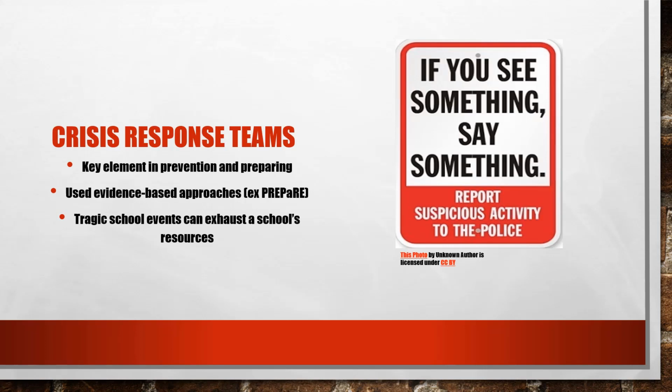Okay, so looking at crisis response teams. Just about every campus has this. So you're trying to prevent a crisis, and you hear about a student who's made a threat. So what do you do? See something, say something. You report the activity, or the activity is reported to you. What you want to do is look at the key elements and how to prevent, and at the same time prepare for any situations like this.